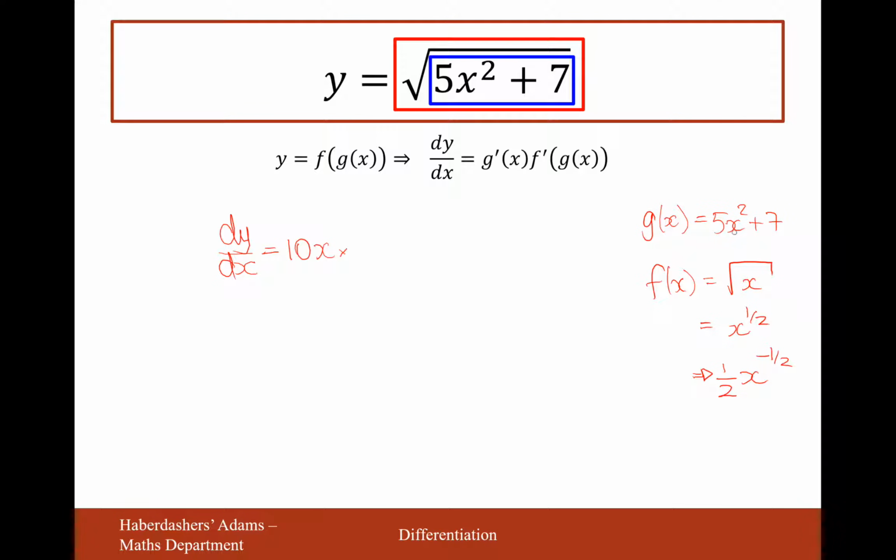So this 5x squared plus 7 is going to get involved where this x is. So it's going to be times a half, bracket, 5x squared plus 7, all to the power of minus a half. Because it's the f function differentiated of the g function. So the g function has to stay inside there. So let's tidy this up. 10x times a half, that's 5x. Then it's going to be 5x squared plus 7 to the power of minus a half.